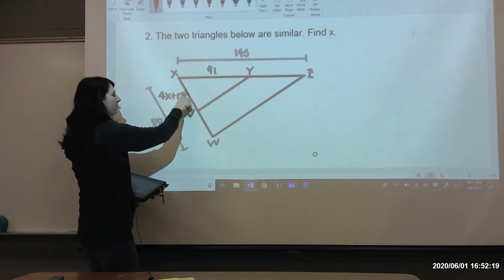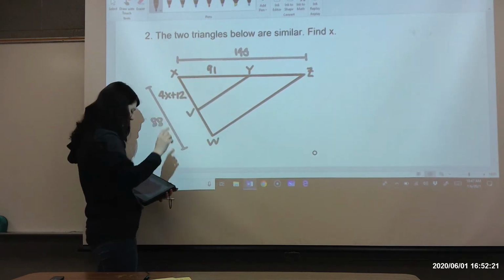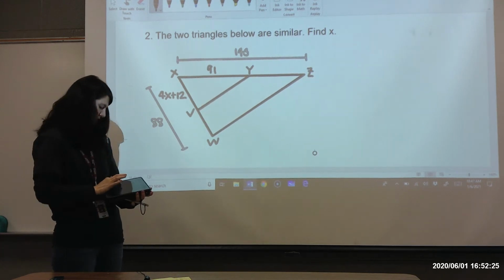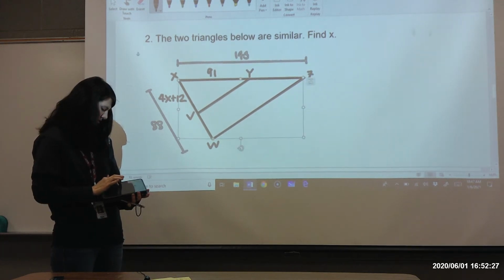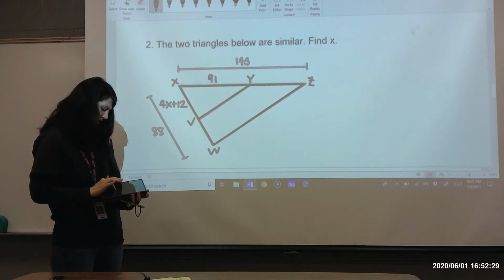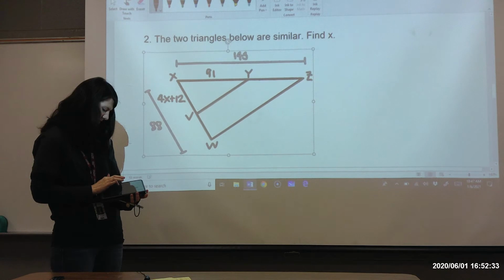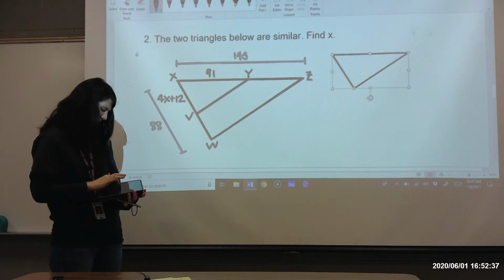We have a big triangle and a small triangle. When I get problems like this, I find it easiest to separate the triangles. So let's see if I can do that here. Well, there's one.